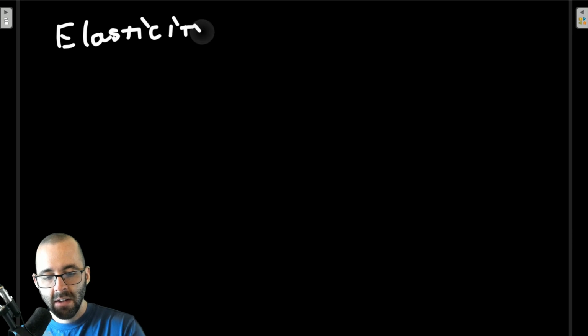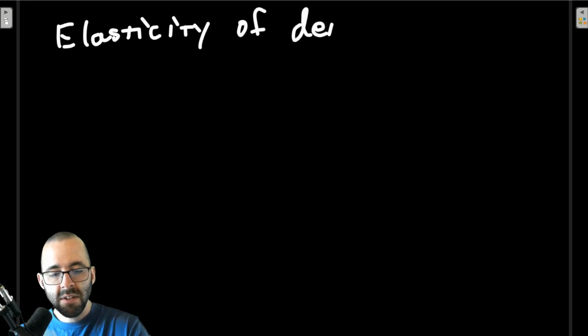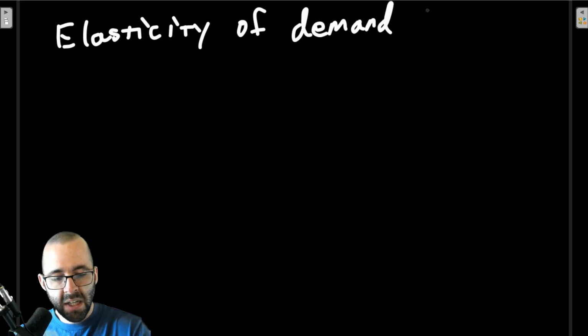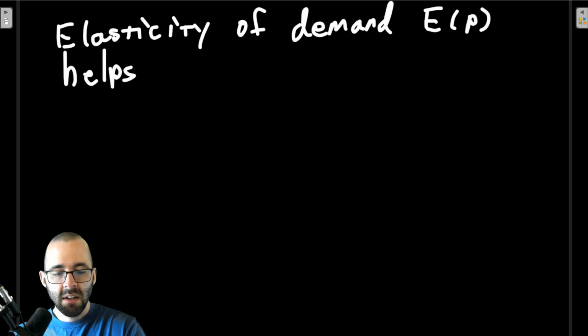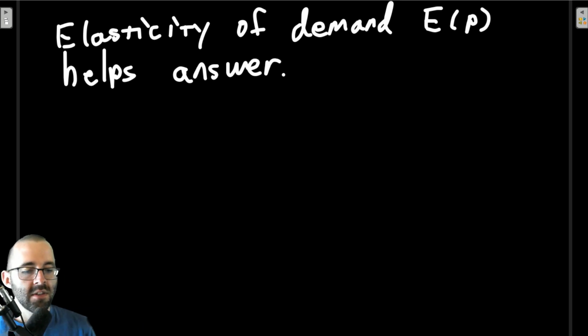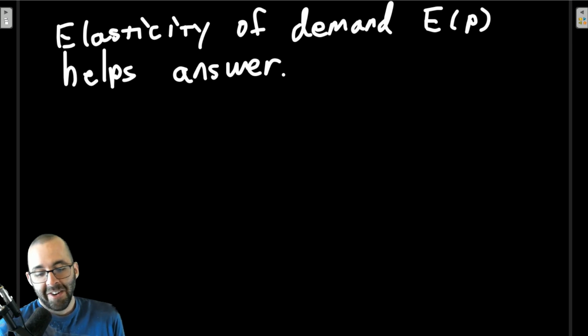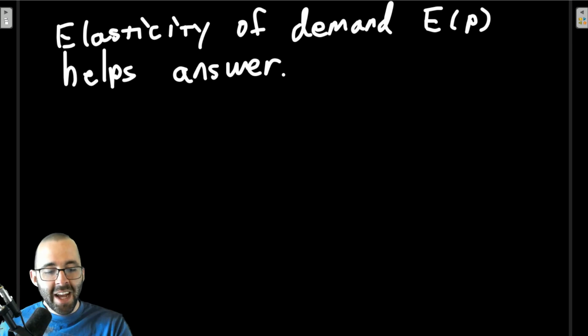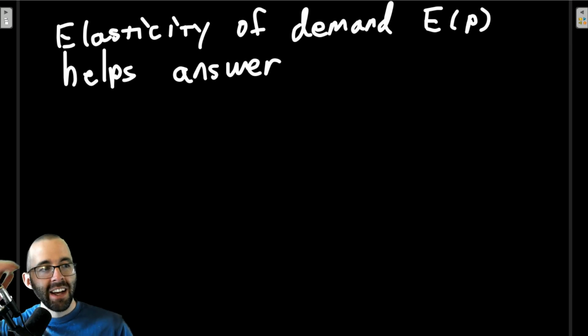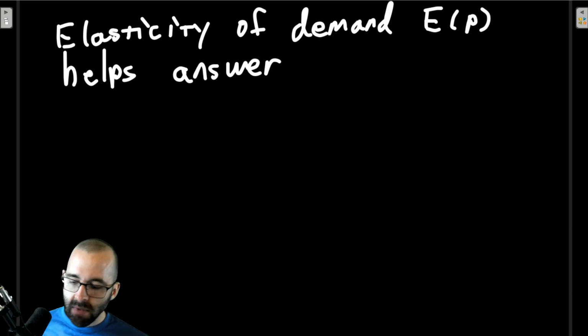Elasticity of demand, often we'll call E of P, helps answer this. It's funny to me, maybe it's not funny at all, but the elasticity of demand is actually a function of the price, not actually the demand. But anyway, here we go.